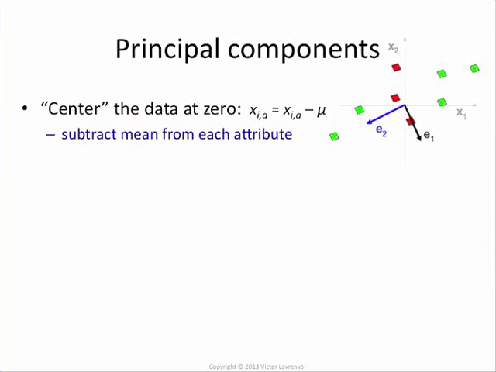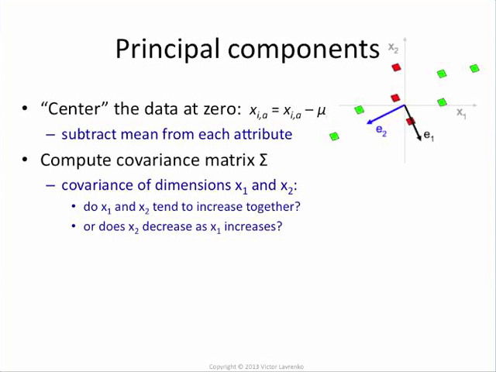Centering the data means subtracting the mean, subtracting the average from every attribute, so that the origin, (0, 0), is dead in the center of my data cloud. Once I do that, it's easy to compute the covariance matrix. So let's talk about what the covariance matrix is.